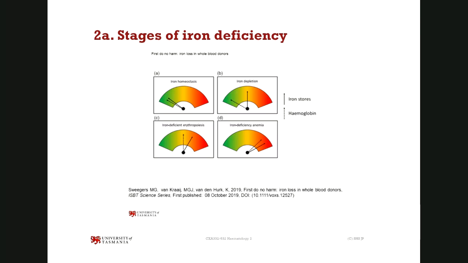And this is just a pretty slide that shows you exactly the same thing. So I'm all for different ways of showing things. So in A, we've got iron homeostasis, so everything's in the green. In B, this is where we start getting our iron depletion, so our iron stores are becoming inadequate, but we've still got enough iron in our plasma and in our hemoglobin. And then we've got our iron deficient erythropoiesis when we start making our smaller reticulocytes, and then frank iron deficiency anemia.